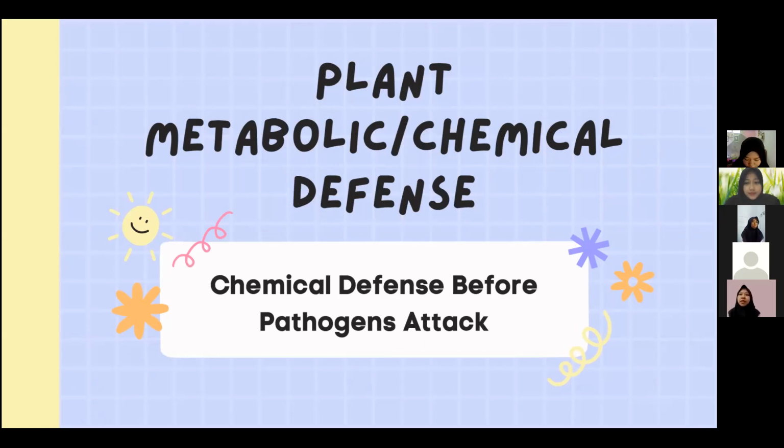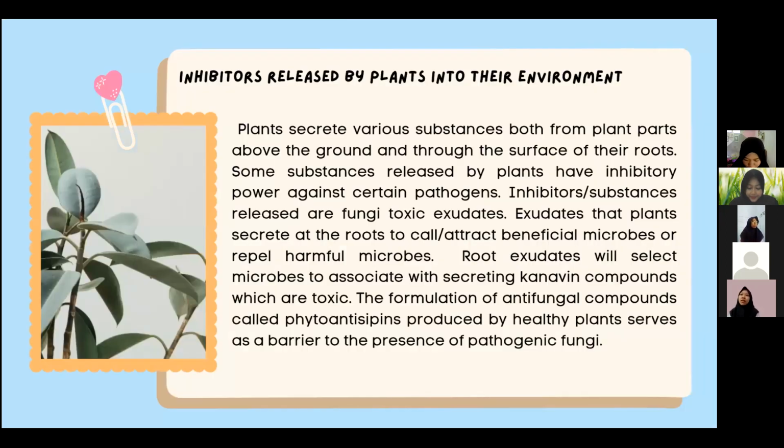The next, plant metabolic or chemical defense. Chemical defense before pathogen attack. In general, the defense of plants that plays more role is chemical defense or metabolic defense. Inhibitors are released by plants into the air, into their environment. Plants secrete various substances both from plant parts above the ground and through the surface of their roots. Some substances released by plants have inhibitory power against certain pathogens. The inhibitors or substances released are phytotoxic exudates.